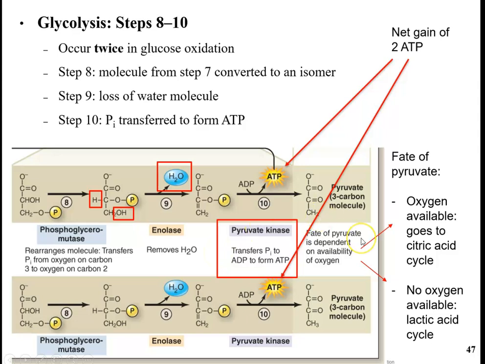The fate of pyruvate. So what you end up with at the very end of glycolysis is 2 pyruvate molecules. And pyruvate can go on to do a couple of different things depending on if oxygen is available. If oxygen is available, pyruvate goes to the citric acid cycle. If there's no oxygen available, pyruvate goes to the lactic acid cycle. So I need you to know this for sure.